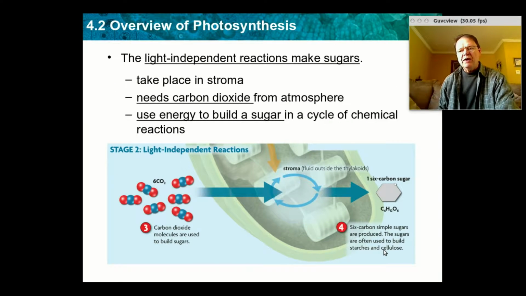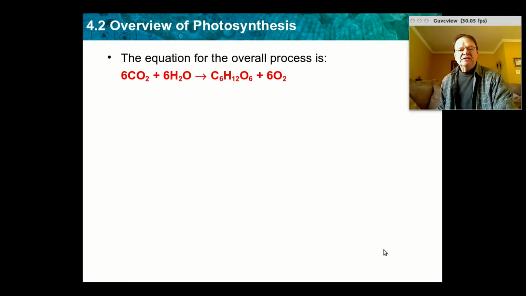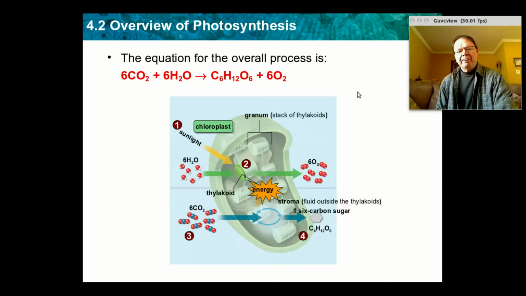Now, let's put this whole process together. And you have an equation that's summed up here. As I mentioned earlier, we have 6 carbon dioxides and 6 waters are going to result in 1 glucose molecule and 6 oxygen molecules. And so in one simple diagram, we see light coming in, the water is brought in from the roots into the chloroplast here, into the thylakoid. That's going to result in energy molecules being produced by those light-dependent reactions. As a result, 6 waters are going to be given off as a waste product.